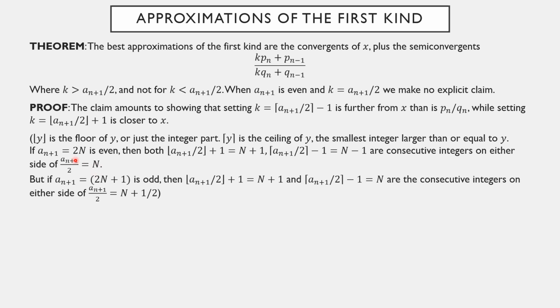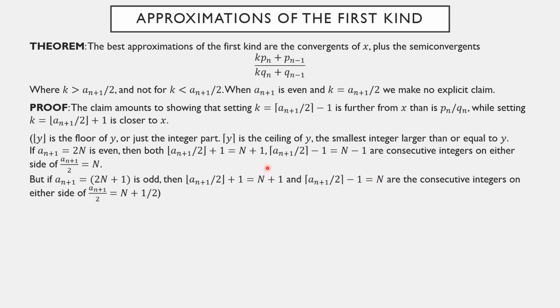Remember, if this next partial quotient is even, this specific choice, we're not making a claim about one way or the other, but we would be showing that this one, bigger than half, is closer to x than is the convergent P_n over Q_n, whereas this choice of k is not. If a_{n+1} is odd, well then, dividing by 2 gives us n plus a half, so the floor is just n, that's n plus 1. But the ceiling would be n plus 1, minus 1 is n. These are now consecutive integers on opposite sides of half the next partial quotient.